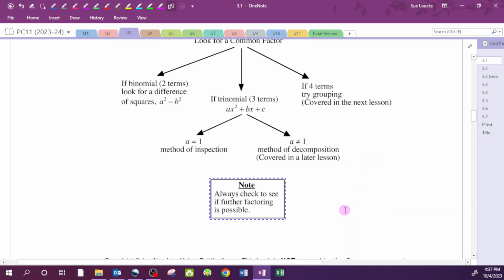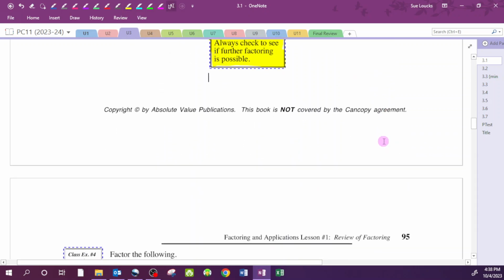A bit of a flow chart for you. And I'm just going to highlight this. Always check to see if you can factor further. Just like when you reduce a fraction. You might see that you can reduce a fraction by this over this, but you always check to see if you can do it any further after that. Okay? All right, only 2 more examples and we're finished this lesson.